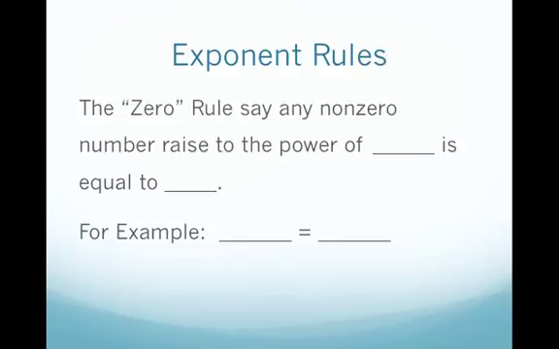The zero rule says that any non-zero number raised to the power of blank is equal to blank. So in those two blanks should be numbers, right? First one was the power raised to, and then what is it always going to be equal to? For example, blank equals blank. You're going to make up a problem and then give me what the answer is.